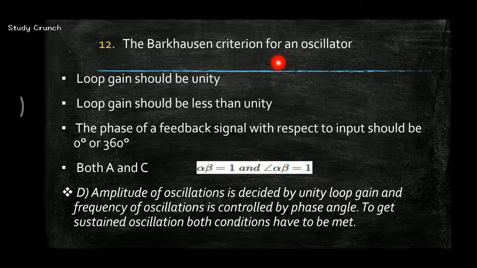Next, the Barkhausen criteria for an oscillator is loop gain should be unity and loop gain should be less than unity. Then we have the phase of a feedback signal with respect to input should be 0 degree or 360 degrees. So the answer is that loop gain should be unity and the phase of the feedback signal with respect to input should be 0 or 360 degrees. So the answer is D, that is both A and C are the requirements of Barkhausen criteria.